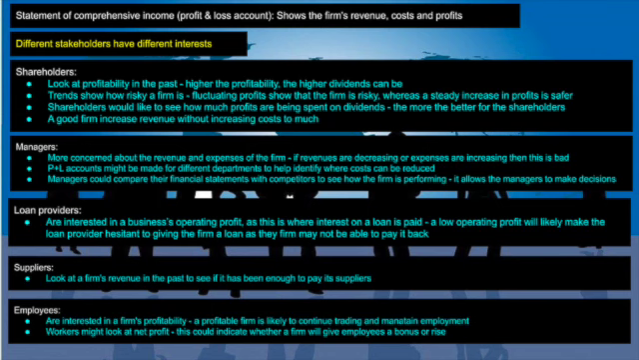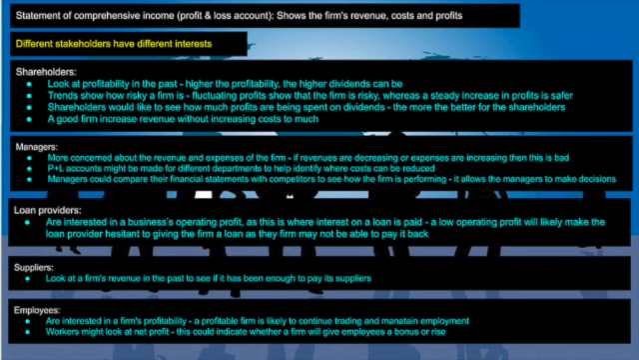And lastly, employees may be interested in a profit and loss account. Generally speaking, an average person doesn't look at their company's profit and loss account. But some employees could be interested in the firm's profitability. A profitable firm is likely to continue trading and maintain employment. Also, workers may look at net profit. This could indicate whether a firm will give employees a bonus or raise.